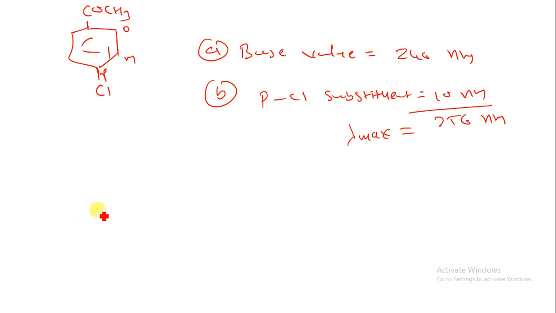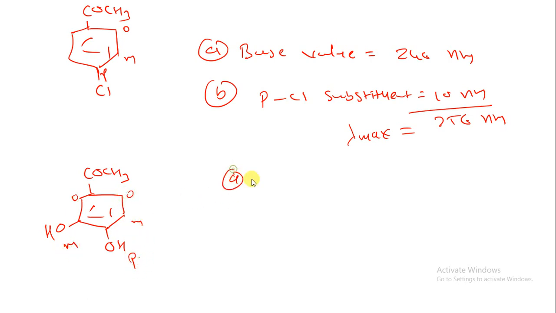Second one, suppose we are having, let's say, a COCH3 group over here. Here I am having a hydroxyl group, and here also I am having a hydroxyl group. Now let us consider from here. So this is ortho, this is meta, and this is para. Similarly, ortho and meta.